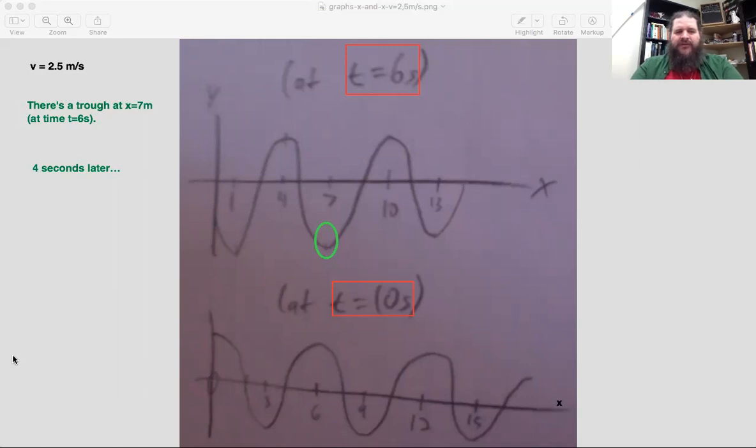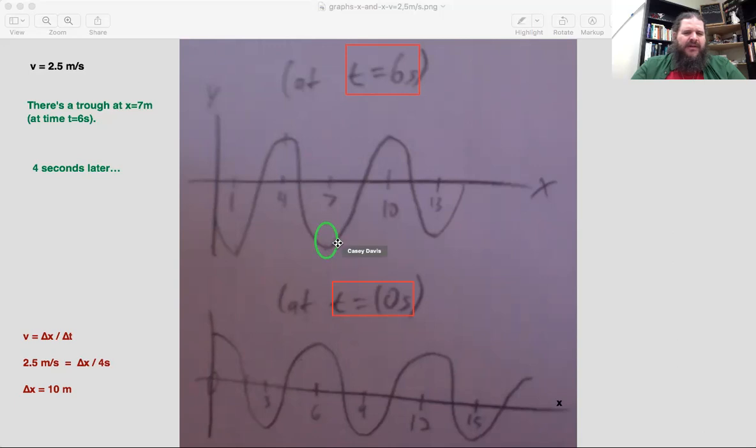Multiply both sides by 4 seconds. 2.5 times 4 would be 10. Seconds cancel out, so we get meters. So what we need to do is look for another trough that's exactly 10 meters away from 7. So it's 10 meters ahead or 10 meters behind.